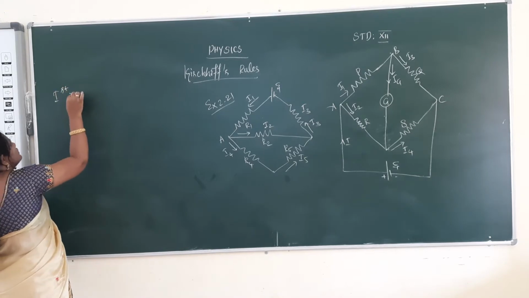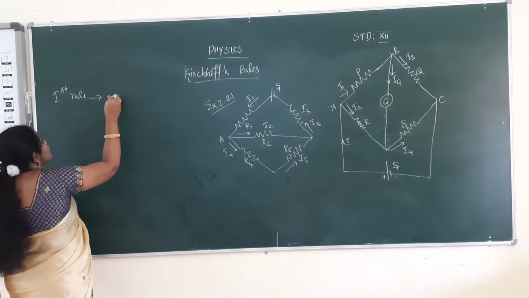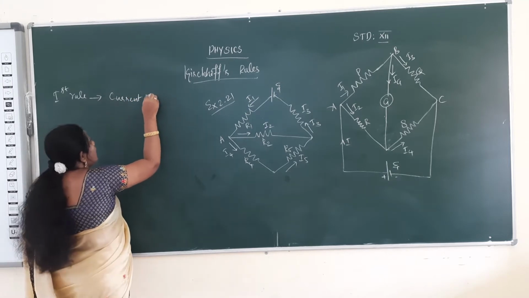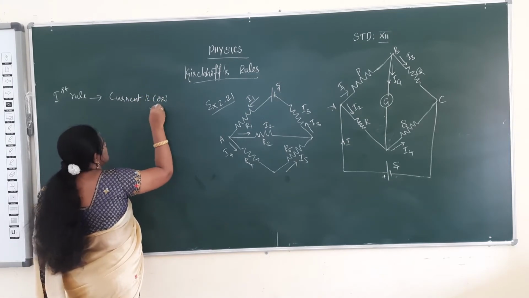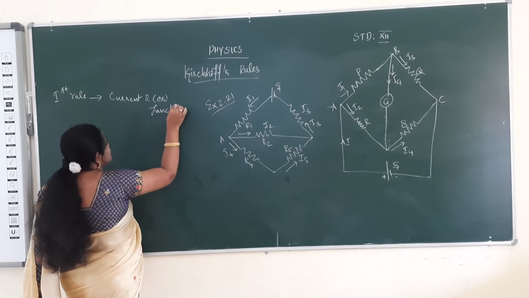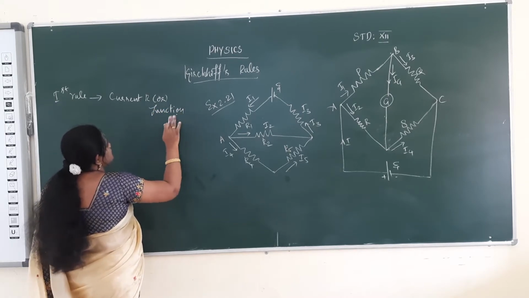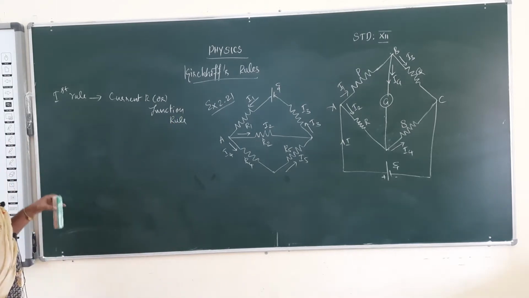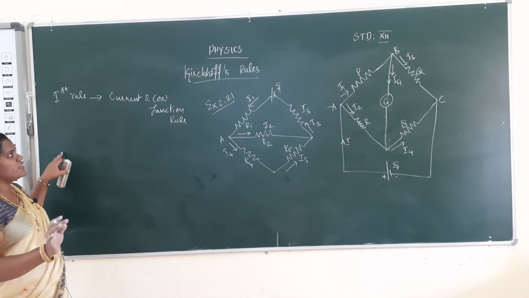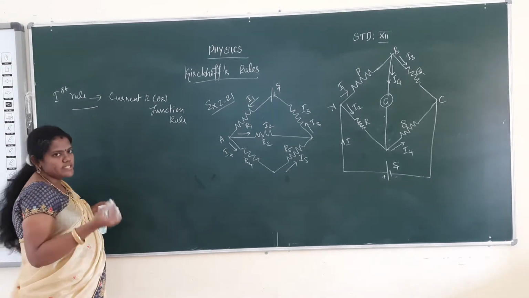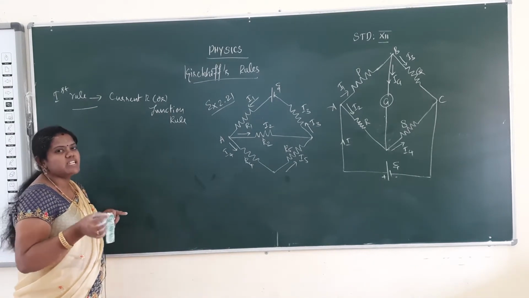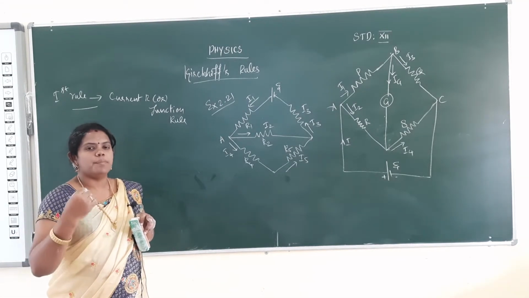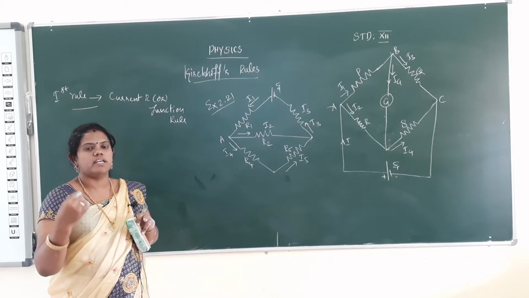Kirchhoff's first rule is the current rule, or junction rule. Okay, so what is Kirchhoff's first rule? It says that the sum of the currents meeting at any junction in the circuit is taken as 0.